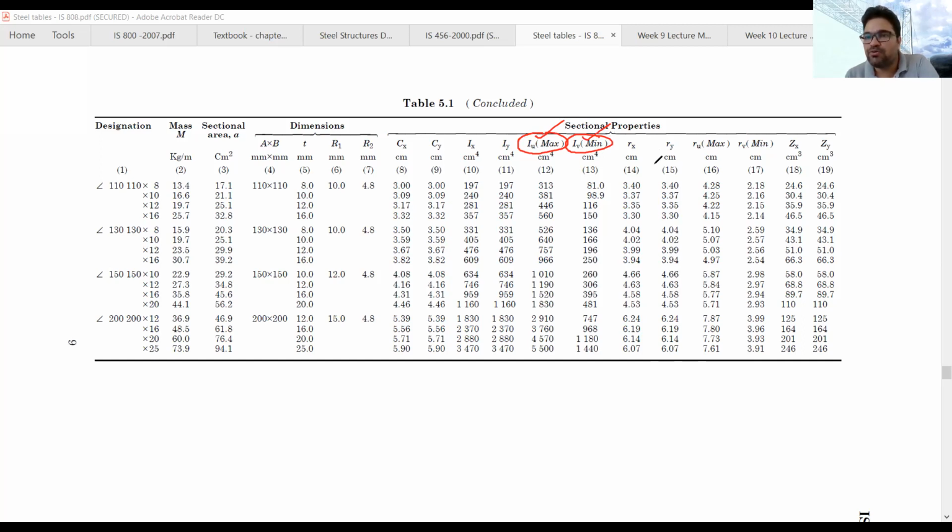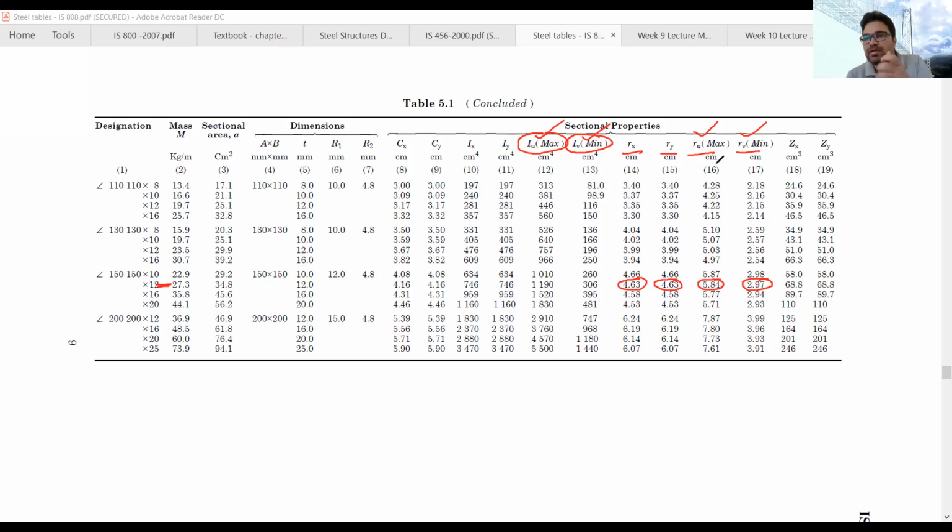Similarly, there are four values of radius of gyration given: radius of gyration about the x-axis, about the y-axis, about the u-axis. Again, the radius of gyration about the UU axis will be maximum, and the radius of gyration along the VV axis will be minimum. So you can compare the values for our section, which belongs to this line. Along this line you can see the RXX value, the RYY value will be the same, while the RUU value will be more than this, and RVV is the least value. So in this case, our least radius of gyration is RVV, and that is why we say that the angle section is weakest along the VV axis.